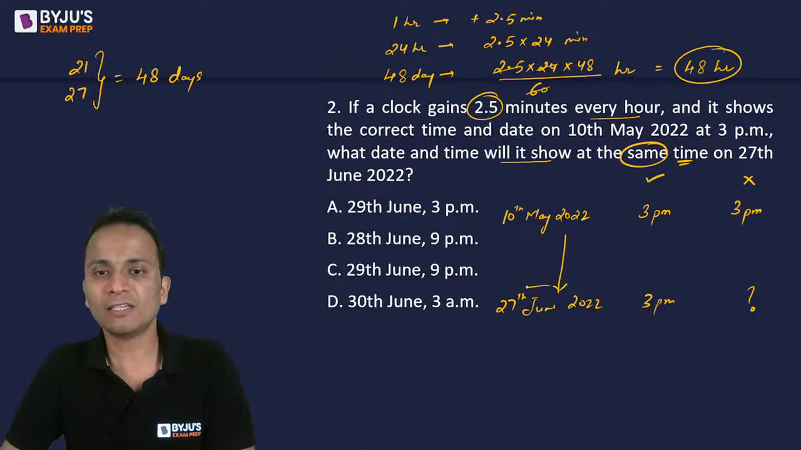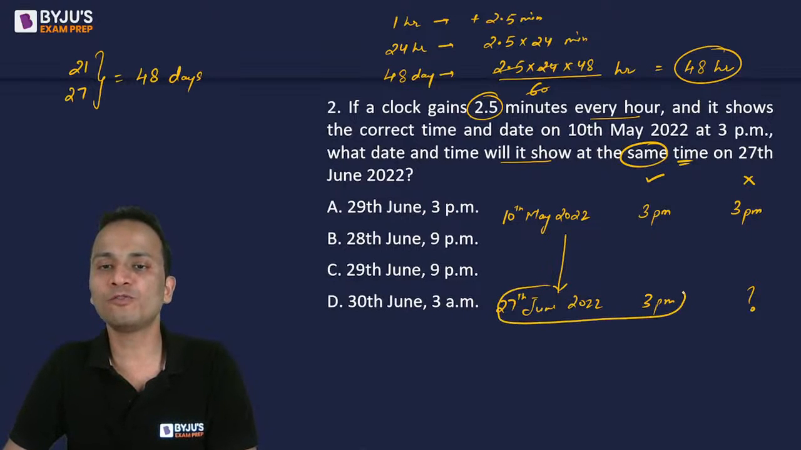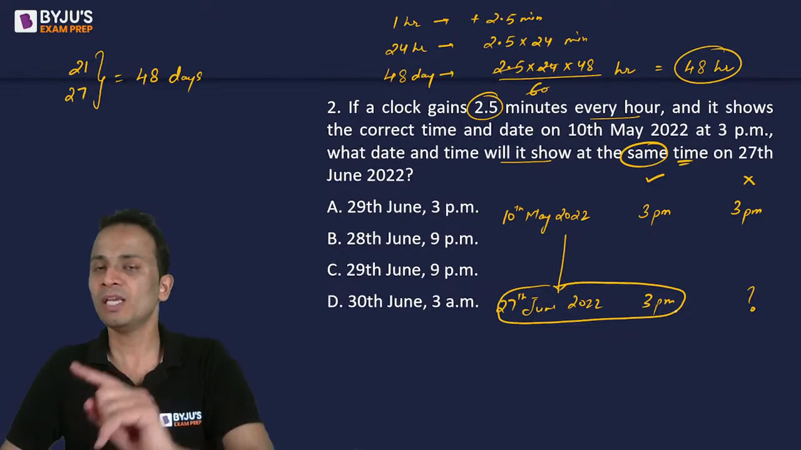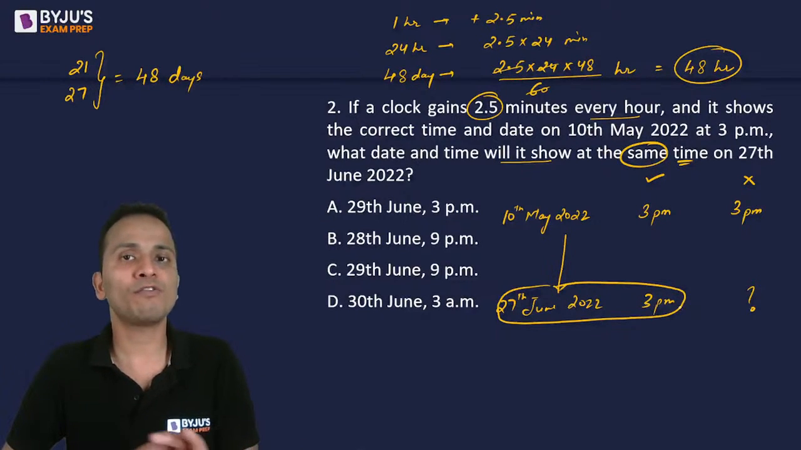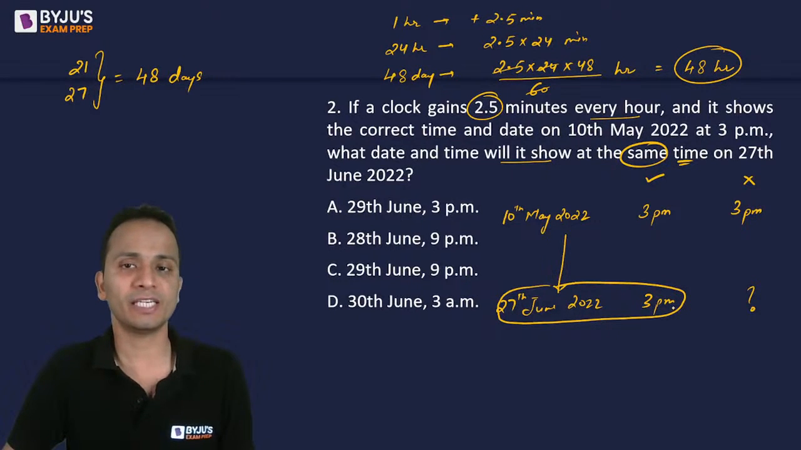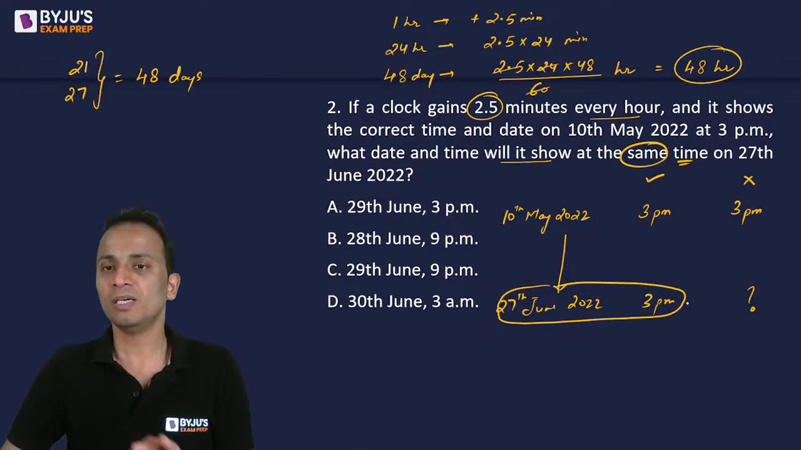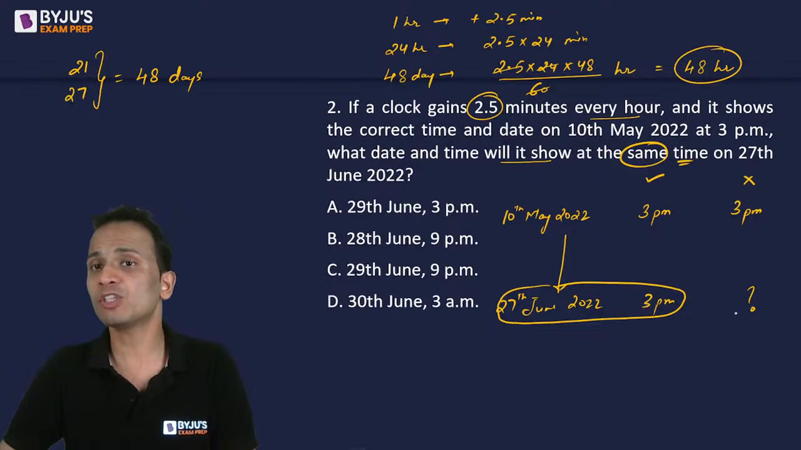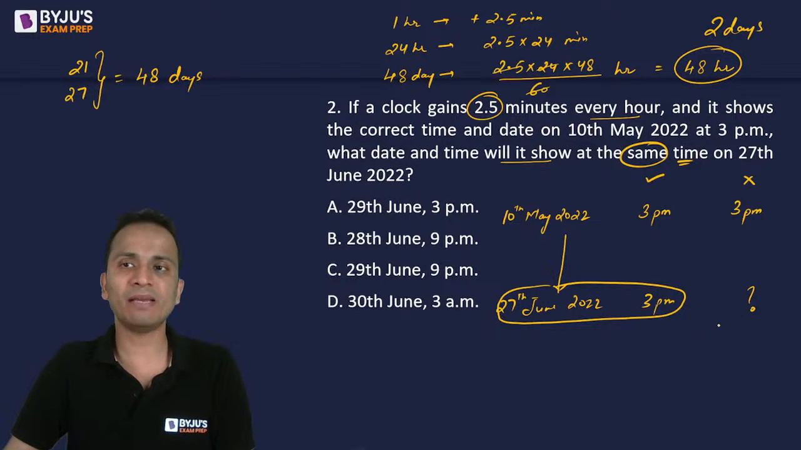So I can say that on 27th of June 2022 at 3 p.m., it will show a time which is 48 minutes, sorry, 48 hours ahead of the correct time. I repeat, on 27th of June at 3 p.m., the faulty clock will show a time which is 48 hours ahead of the correct time. Now, 48 hours means 2 days. So it will show a time that is 2 days ahead of this time.